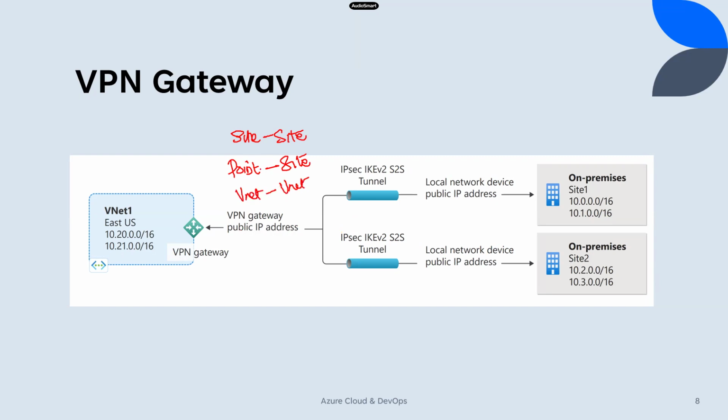Okay, so it will not support a huge bandwidth, but if we need to connect a laptop or two laptops or something like that, then we can use VPN Gateway. It will create an encrypted connection between different VNets, or point to site, or between two sites. But the thing is, it can't handle a huge bandwidth.